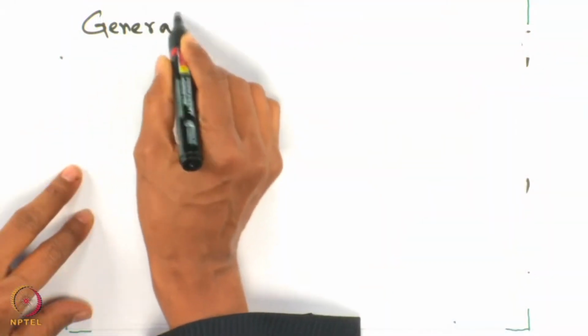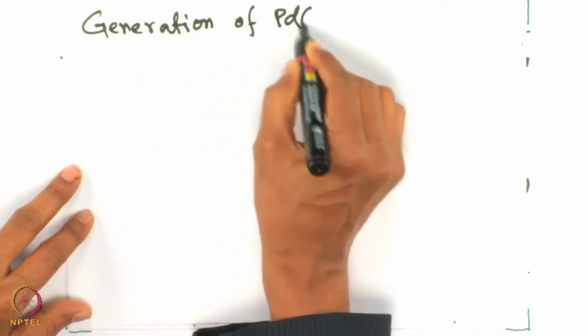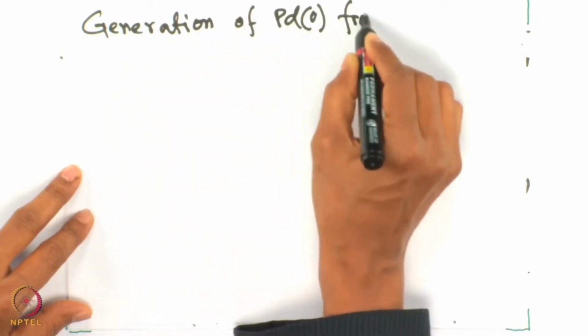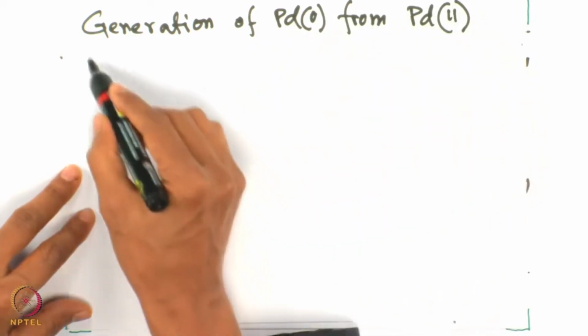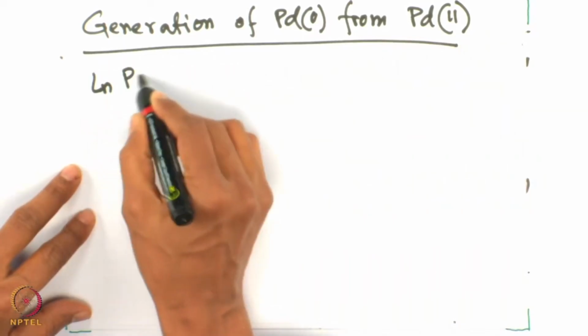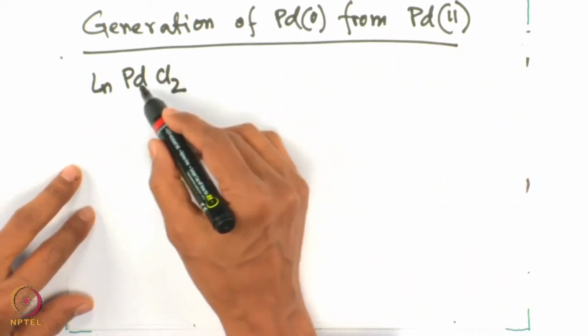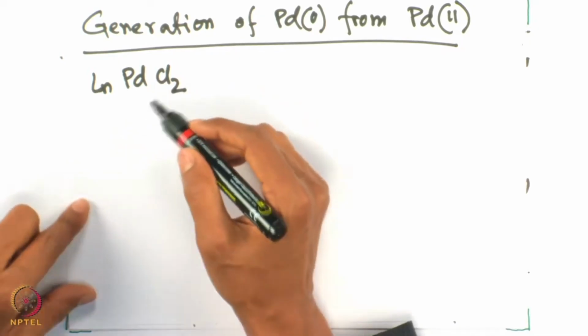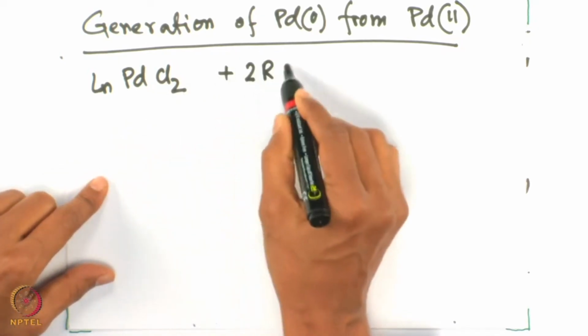Generation of palladium 0 from palladium 2. Of course, there exist several mechanisms by which this happens. This is just one of the mechanisms. In a specific case, let us say we are using palladium chloride, where palladium is in the +2 oxidation state. That is not of our interest. We are interested in palladium 0.